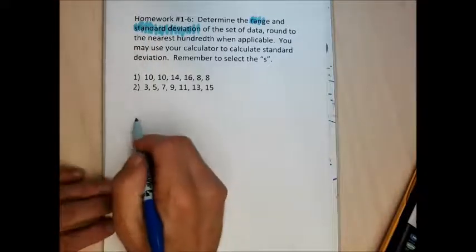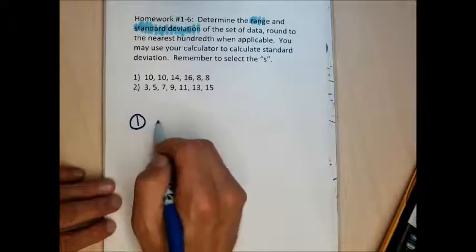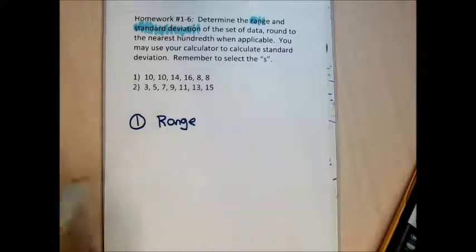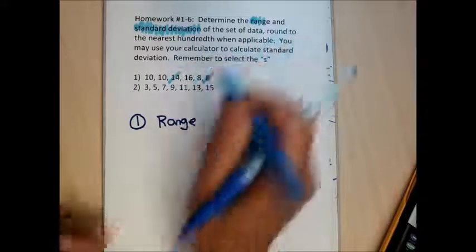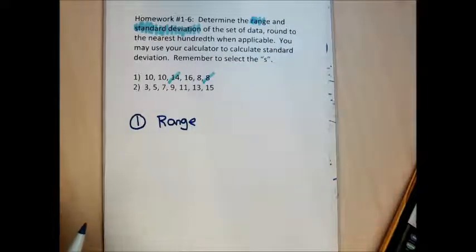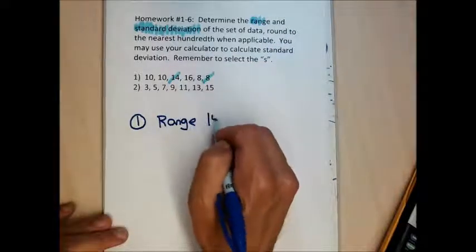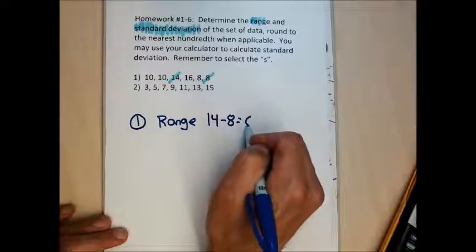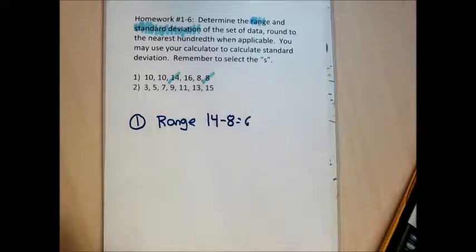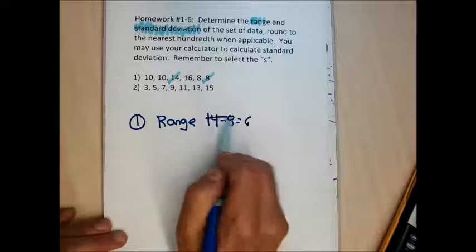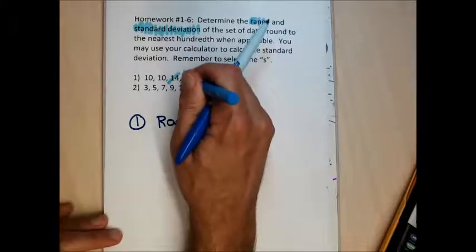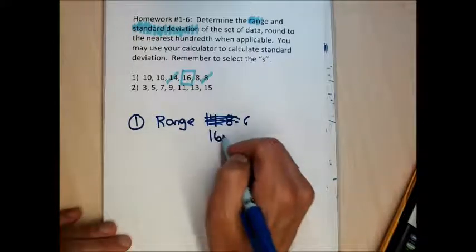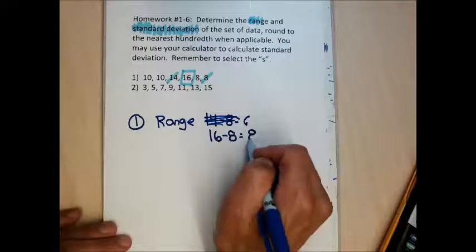So for problem 1, I'm asked to find the range. That's super easy. To do the range, it's just the highest number minus the lowest number. So I looked at the 6 data points, and to compute the range, I'm going to go 14 minus 8, and 14 minus 8 is... Whoops, I messed up. I couldn't actually pick out the highest number for whatever reason. I should have said the range is 16 minus 8, because 16 is clearly bigger than 14. So the range is going to be 16 minus 8, which is 8.